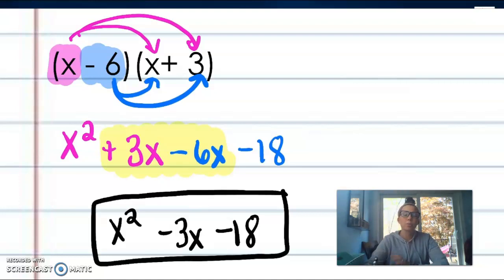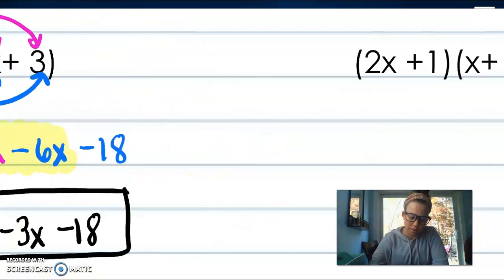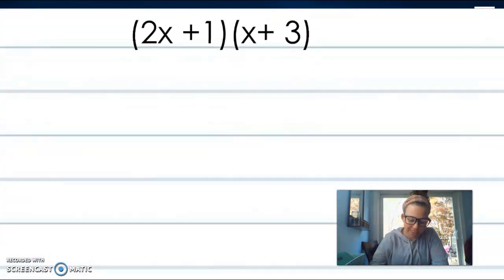Again, what we're doing is taking the first term and multiplying it through the second set, then taking the second term, the minus 6 in this case, and multiplying it by both the x and the plus 3. Okay, let's do a couple more. Why not, right?